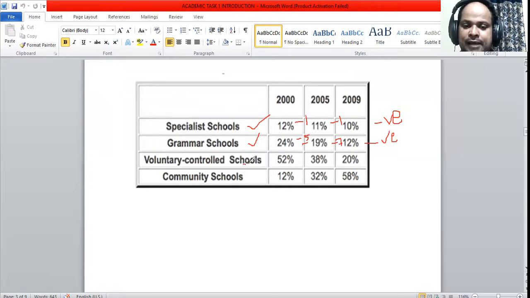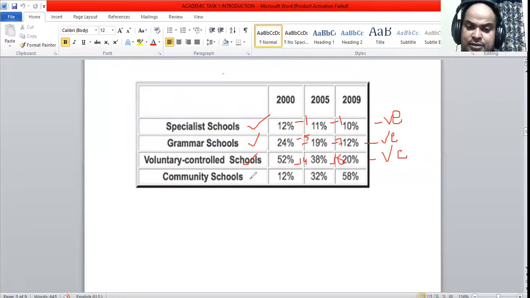Now I have a look at the voluntary controlled schools, 52, again minus, again minus. So we have around 14 here. I think it's 14. 38 plus 10, 48 plus, yeah, 14. Here it's 18. So again, I can say it's negative.